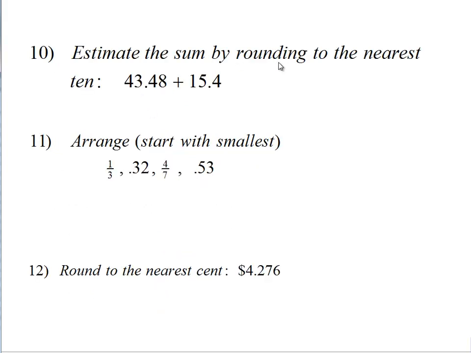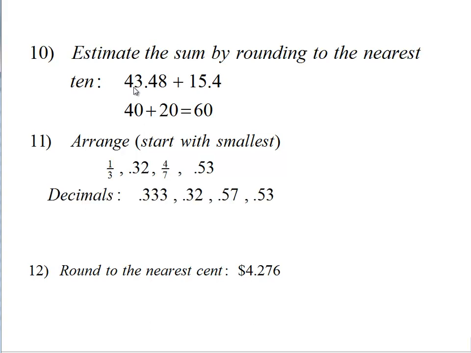Okay, estimate the sum by rounding to the nearest 10. This would be 40 when you rounded it off. This would be 20 when you rounded it off. 40 plus 20 is 60. You could also take your calculator if it wanted the exact answer and type that in.